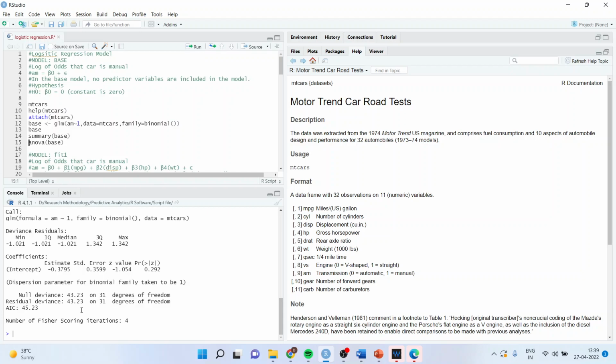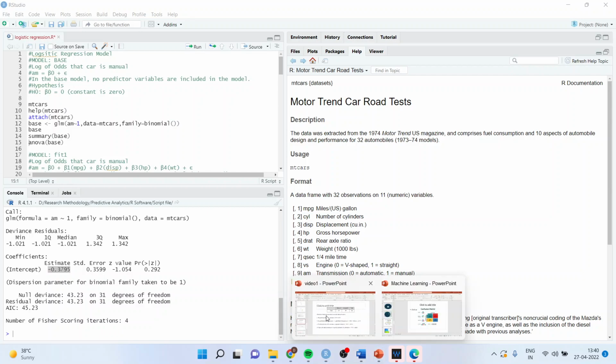The first thing you should observe is that the null deviance and the residual deviance are the same. This should not be the scenario. Residual deviance should be much less in comparison to the null deviance. It is exactly like explained variance and unexplained variance. Now I got this value as minus 0.3795. This we will understand later on. We'll keep this reserved right now and go back to the PPT.